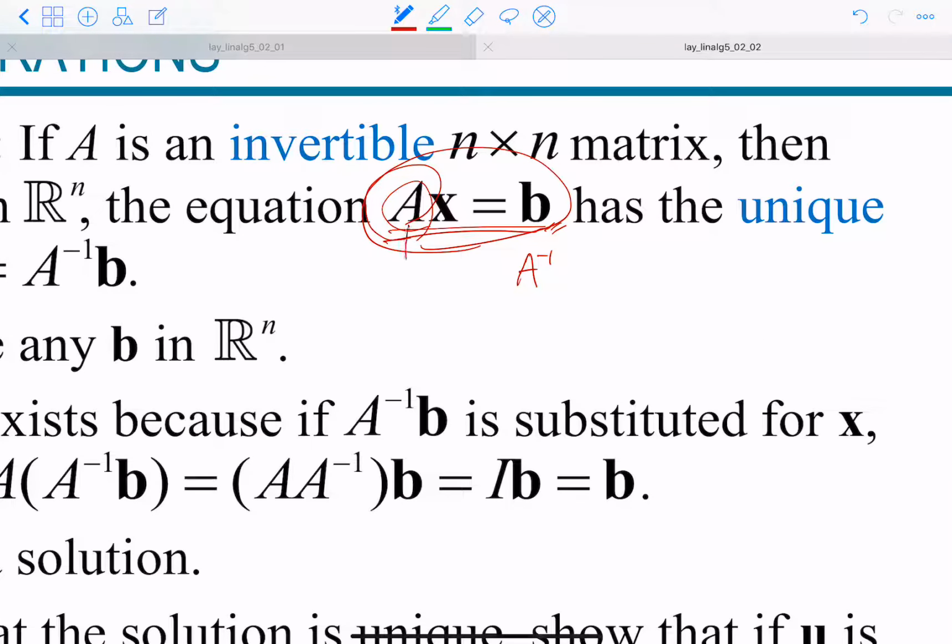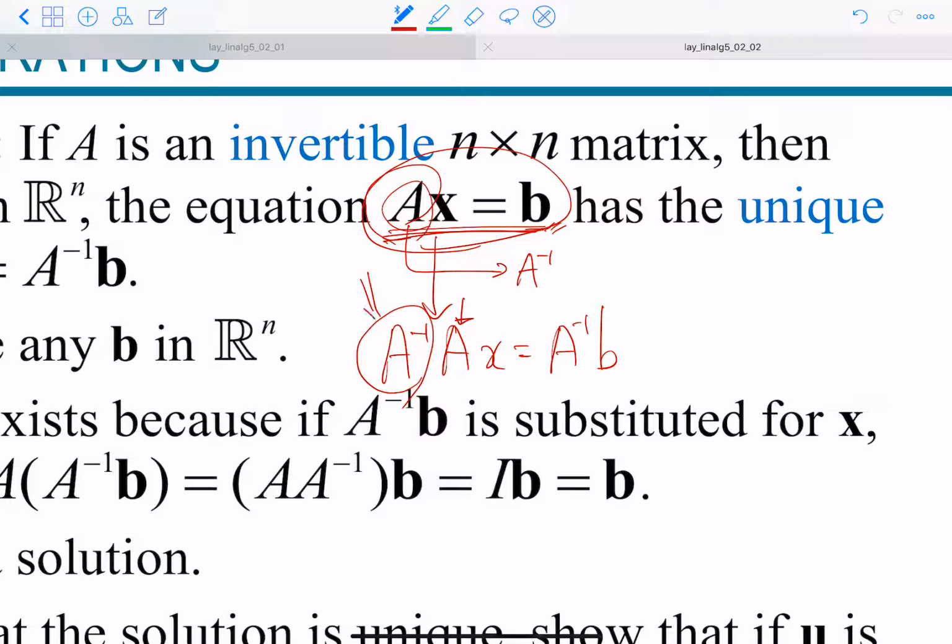So if A is invertible, then A inverse will exist, and from here we can just multiply A inverse on both sides, right? And even though it looks like some special kind of reciprocal of the matrix, it's just some matrix. Okay, so it is just another matrix that has the same size as the matrix A.